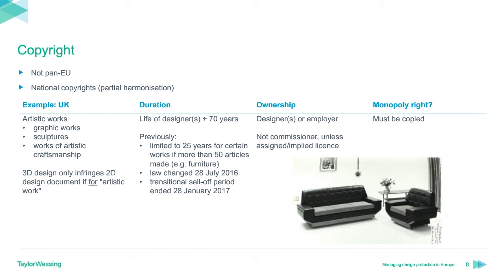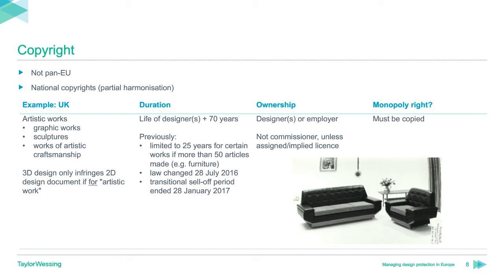You have to show that those drawings were for the purposes of an artistic work falling within those categories. Duration is generally life of the designer, plus 70 years. Until recently, for certain works of artistic craftsmanship like design or furniture, that was limited to 25 years if more than 50 articles were made to the design. But that law changed in 2016 with a transitional period ending in 2017, so that those types of designs now do get the full life of the designer plus 70 years protection.